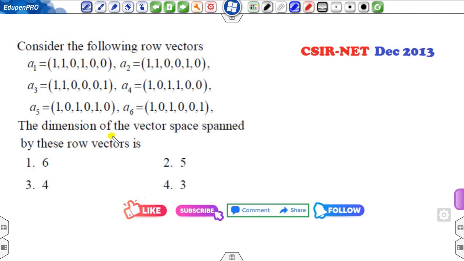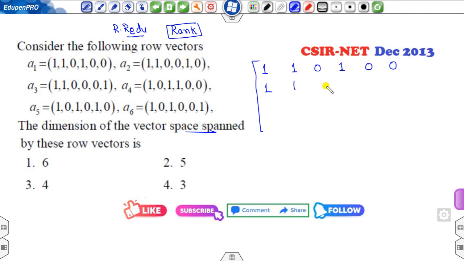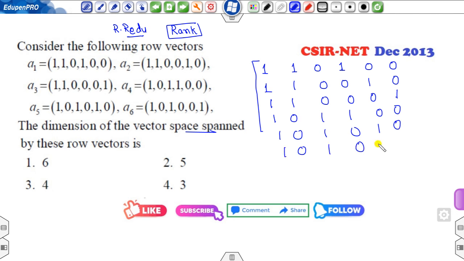Consider the following rows and the rank, the dimension of this vector space. So basically, you have to convert into the row reduced echelon form, or you can simply find the rank of this matrix. If I write this matrix: 1 1 0 0 0, then 1 1 0 0 1 0, 1 1 0 0 0 1, 1 0 1 1 0 0, and 1 0 1 0 0 1. So your target is to find the rank of this matrix.